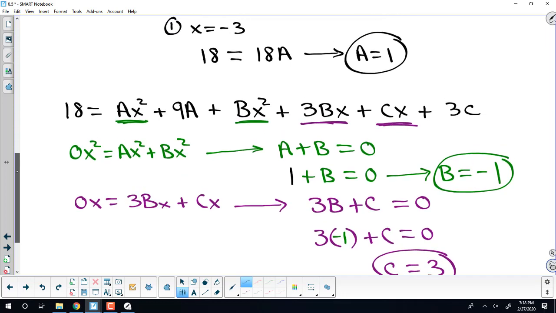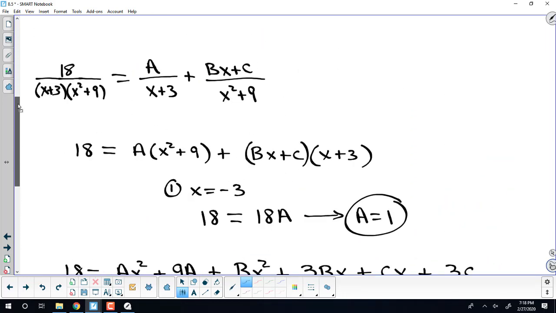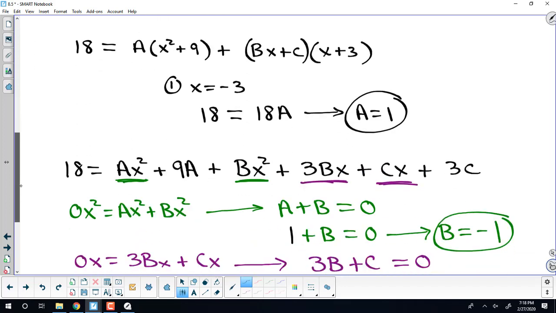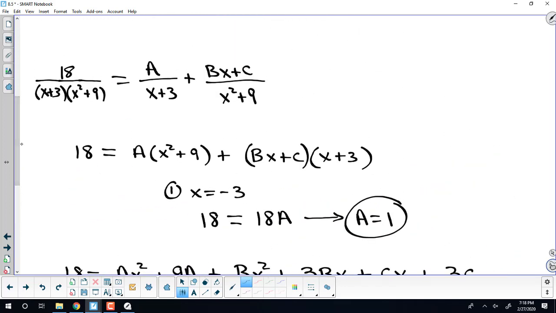So with our a, b, and c, we're going to go back up to our breakdown here. 1, -1, and 3. So we have our fraction is equal to 1 over x plus 3, plus b is -1, plus c is 3, and that's all over x squared plus 9. Any questions on this?